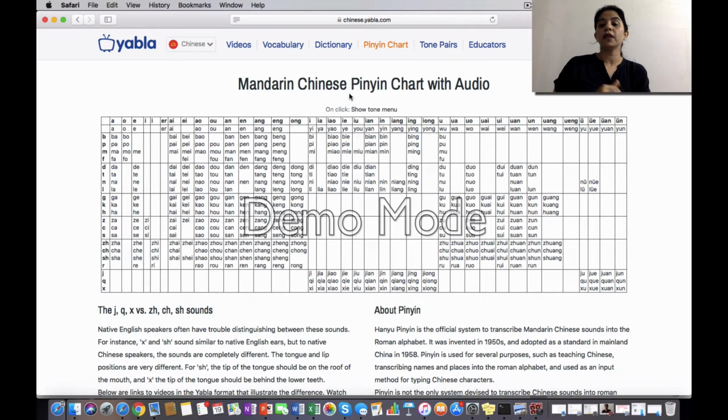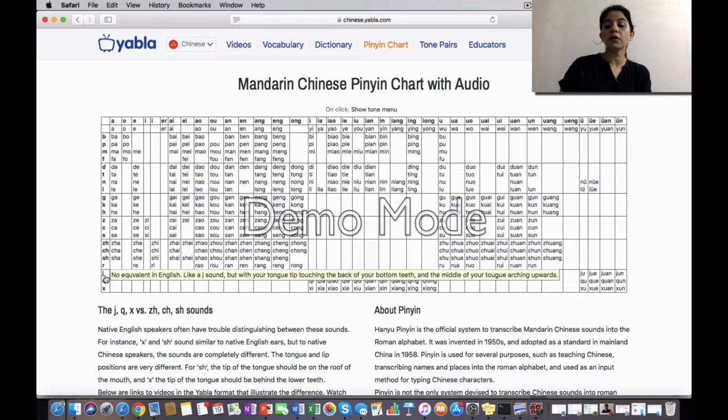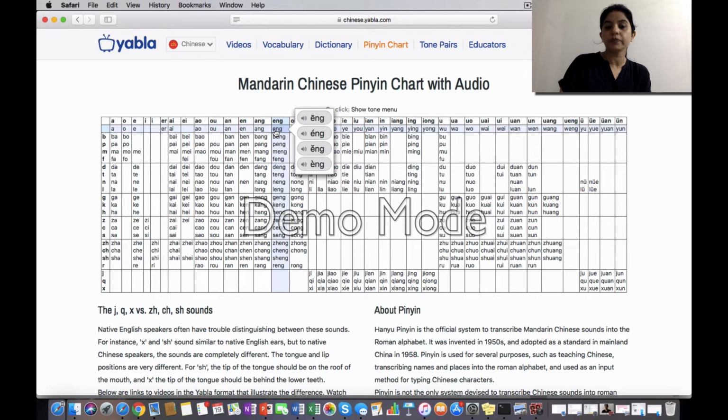Now this pinyin chart will help you to understand the pronunciation of initials, finals, and how to differentiate between tones. Okay, so how to use this pinyin chart? On top, if you can see, these all are finals and their combinations. On your left side, these all are initials they have given. Now if you want to understand the pronunciation of some initial or final, like the example of ong I was giving, or let's say if you want to understand how eng is pronounced, you can just click on this. Along with the pronunciation of eng, it also gives you all 4 tones.